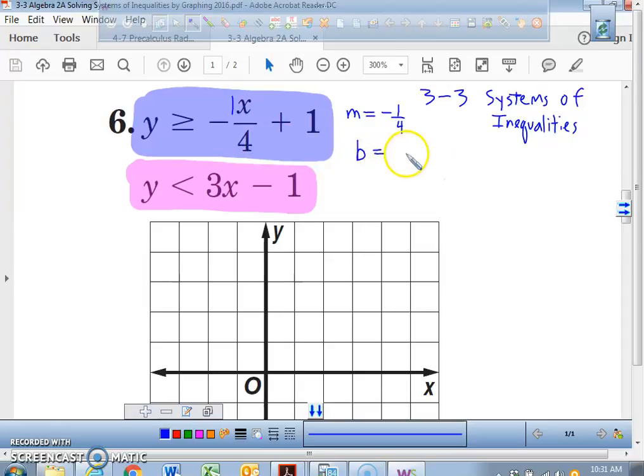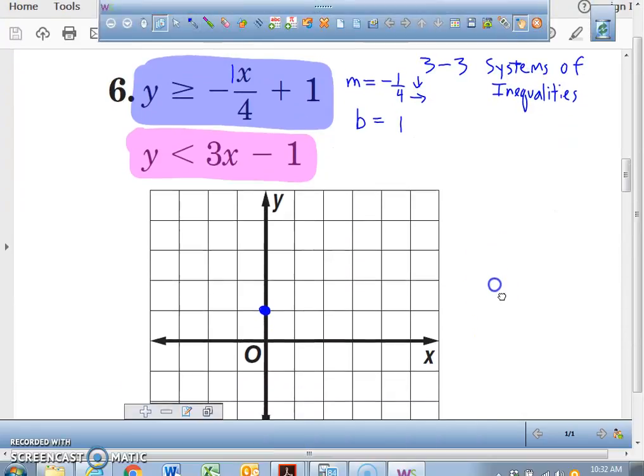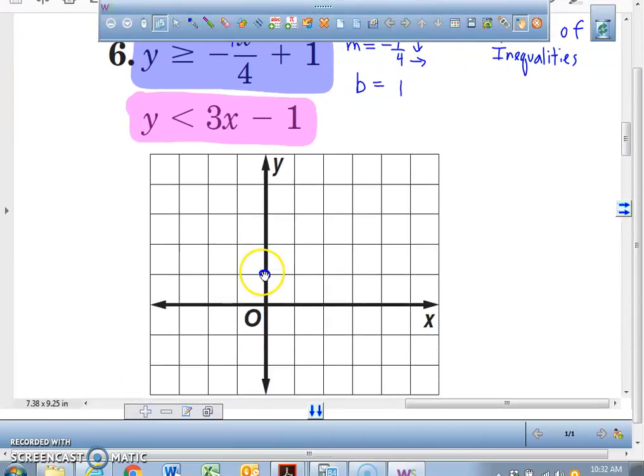All right. So, what is the b value? What is my y-intercept? 1. So let's graph this. We're going to start right here at the y-intercept of 1. And how do we apply a negative 1/4 slope? We have to go down 1 and over. Now, you're right. We could go up 1 and over 4 to the left. But we're going to start this graph from the y-intercept right here at the end.